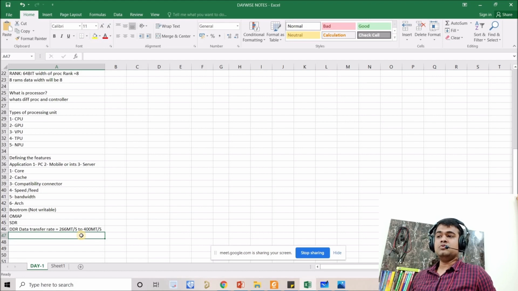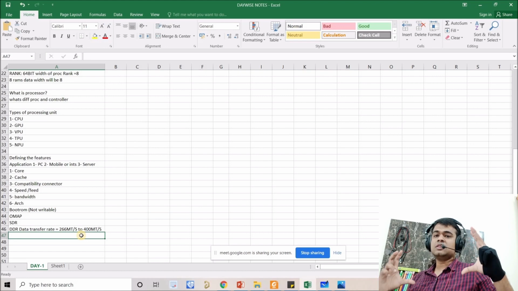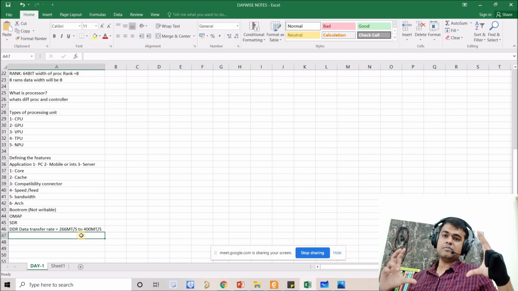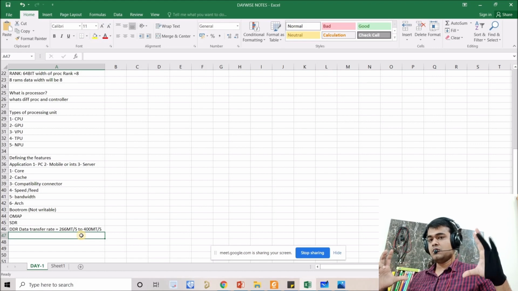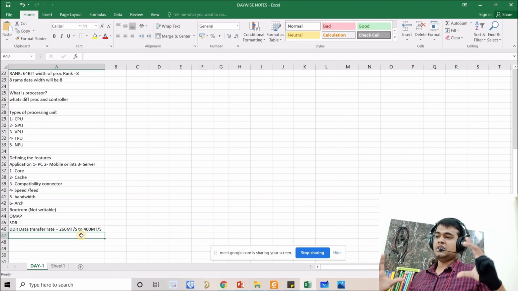But you can't say this is our maximum data transfer rate or bandwidth, because the bandwidth is calculated for the whole data bus or data width. Let's suppose we are using 16-bit RAM. Then the data transfer rate will be this multiplied by 16, and that will be in bits. For bytes, we have to divide it by 8. You're getting my point?